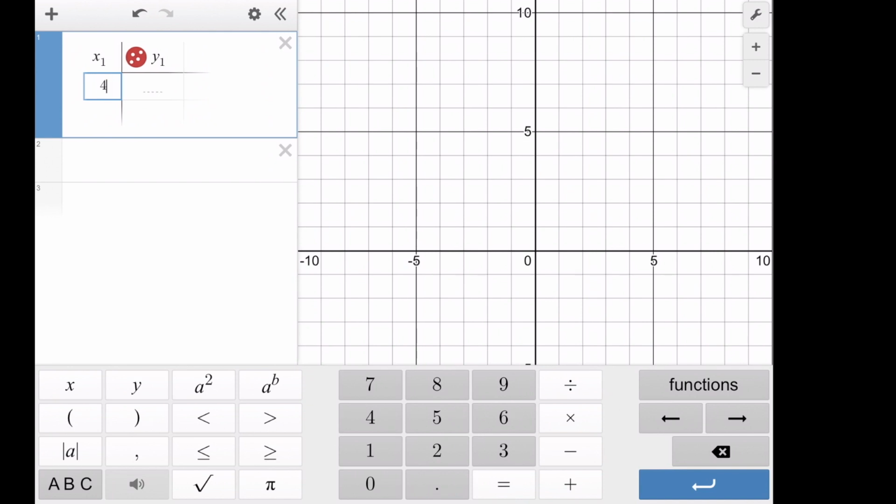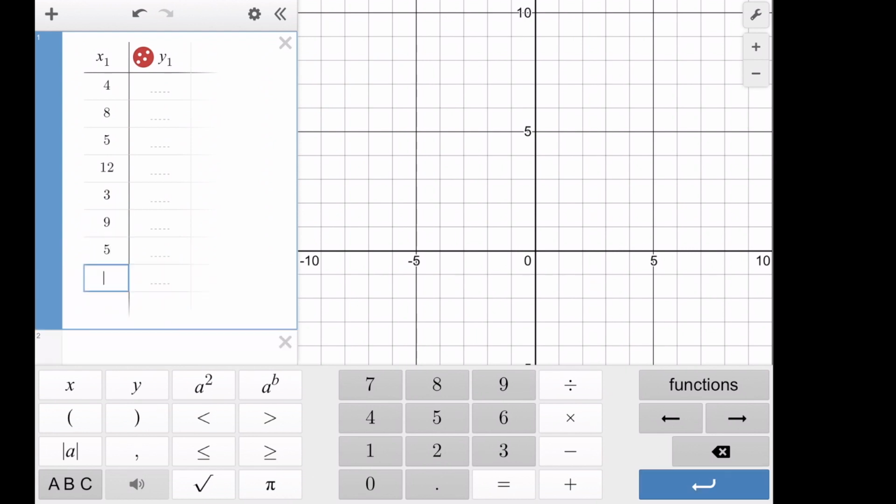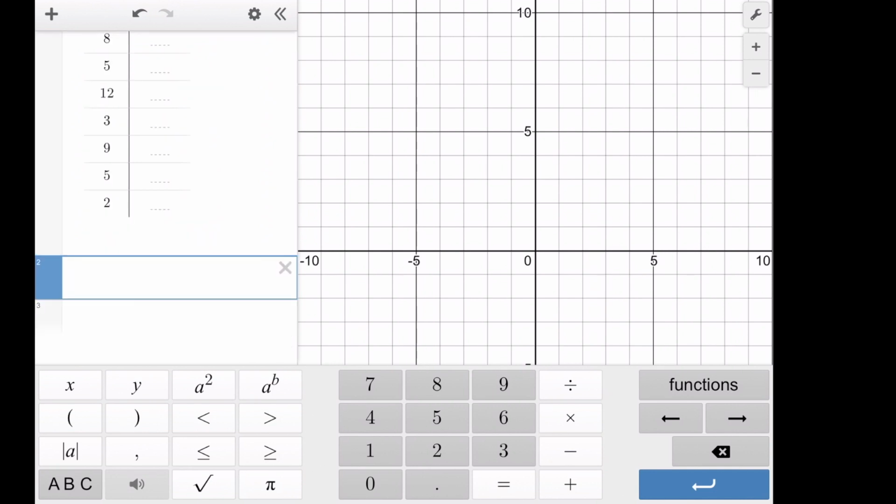So 4, 8, 5, 12, 3, 9, 3, and then 9, 5, and then 2. All right, so I've entered that in. Now I just want to get the standard deviation. So I'm going to tap on the next row below. I'm going to hit Functions.